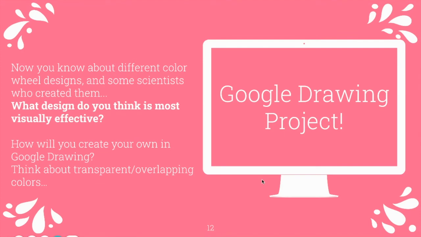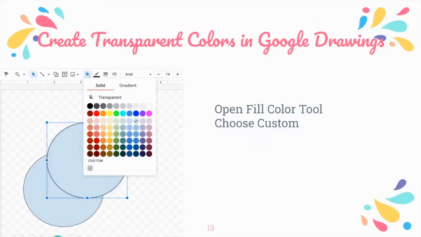So now that you know about some different color wheel designs and some top scientists who created them, I want to know, what design do you think is the most visually effective? And then we got to start thinking about, how will you create your own color wheel? I'm going to ask that you do it in Google Drawing. I want you to think about transparent and overlapping colors. So I'm going to show you in the next slide how you can create transparent colors in Google Drawing.